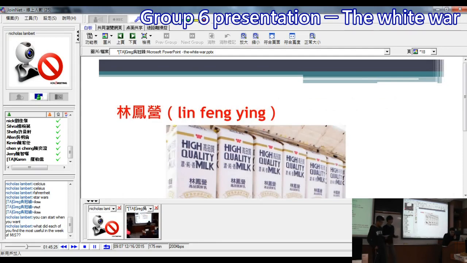And this Ling Fengying is also a product of its company, and it is the biggest fresh milk product in Taiwan. It is a place in Tainan which makes a lot of milk, and Ling Fengying owns more than 40% of the fresh milk market in Taiwan.